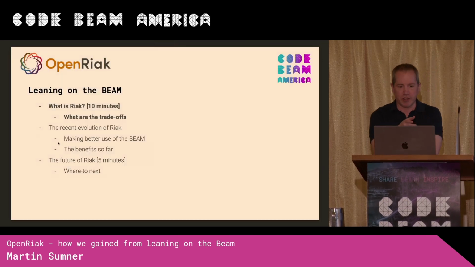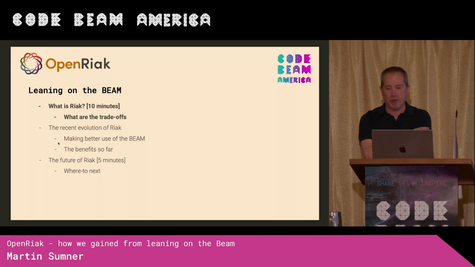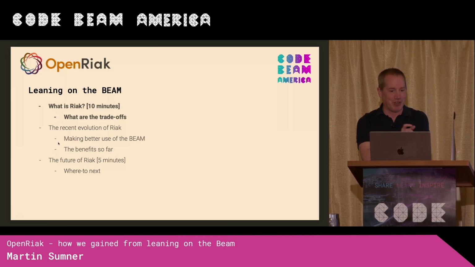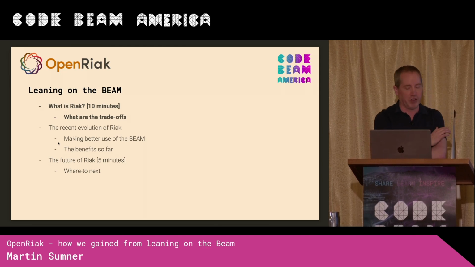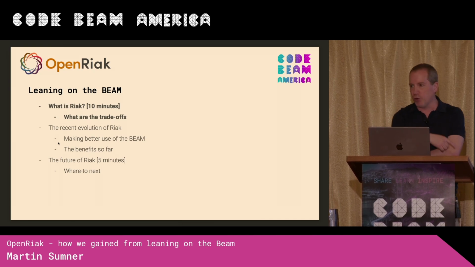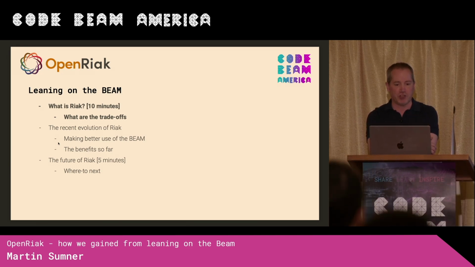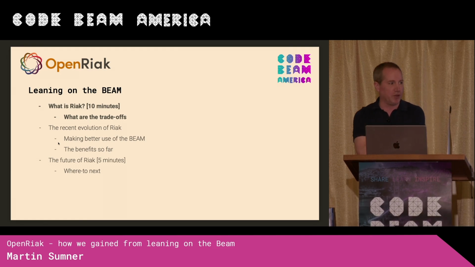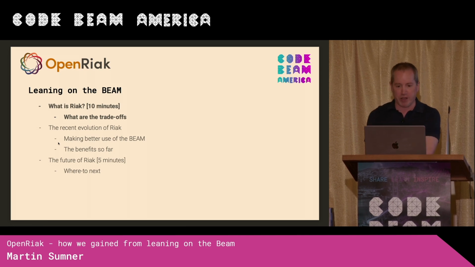During this talk, I appreciate that not everyone will know much about what Riak is, but I don't really want to spend 40 minutes talking about Riak because I could easily do that. So I'm going to try and keep it to 10 minutes and give you a very brief overview about what Riak is and what the key trade-offs we make in the design of Riak are. Then we'll talk about that evolution of Riak and how we try to make better use of the BEAM, and what's gone right and what's gone wrong. And if I leave enough time at the end, hopefully we shall have a couple of minutes to talk about the future of Riak and where we're going in the OpenRiak community.